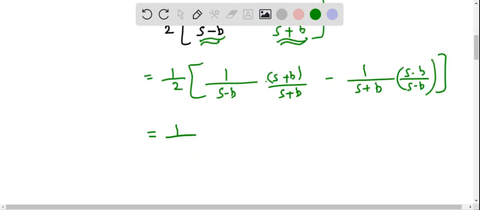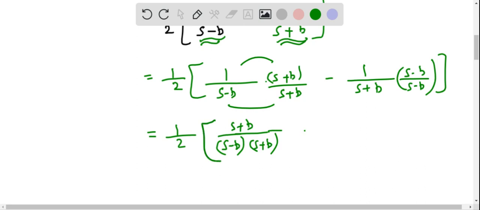So this equals 1 by 2 times 1 times s plus b is s plus b, over s minus b times s plus b, minus 1 times s minus b, which is s minus b, over s plus b times s minus b.